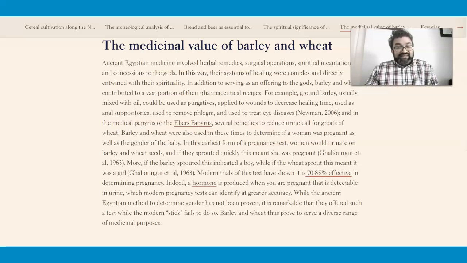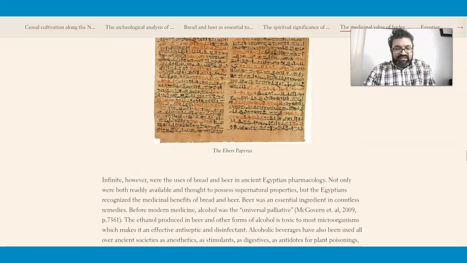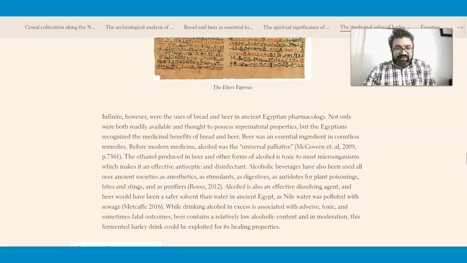It may be because HCG, or some hormone, makes the plant grow faster, which is an interesting parallel, because the wheat genome is a tetraploid, one of the most sophisticated genomes in the plant kingdom. And this is the actual Ebers Papyrus. So as you can see, beer is not just beer. I hope I've convinced you of that.